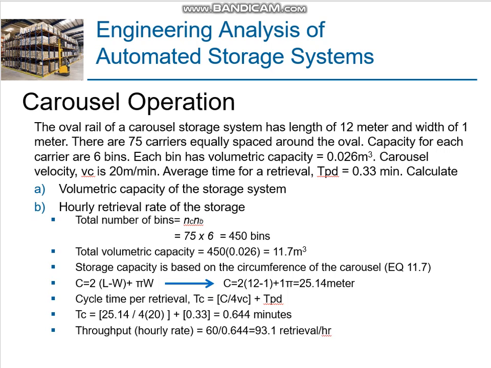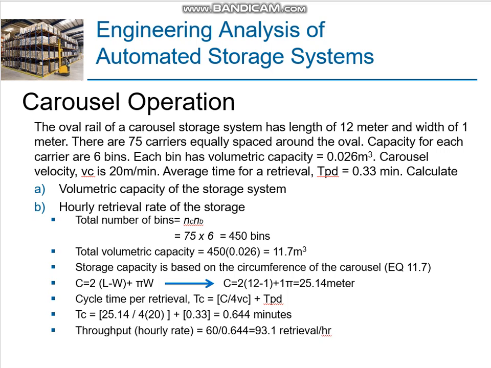So we can get the volumetric capacity by first determining the total number of bins. In this case, we will have 75 carriers times 6 bins per carrier. So we have 450 bins, and the total volumetric capacity is equal to 450 times 0.026 meter cube. So we will have the total volumetric capacity of 11.7 meter cube.